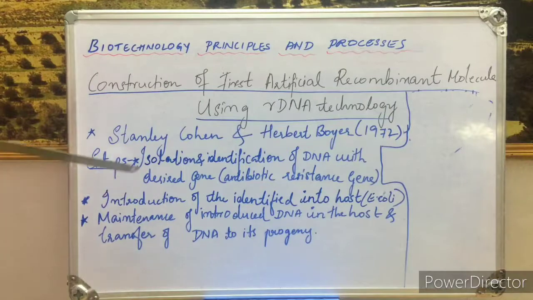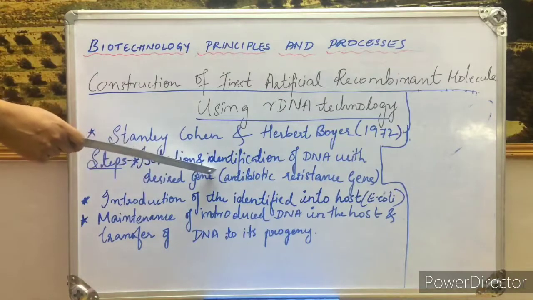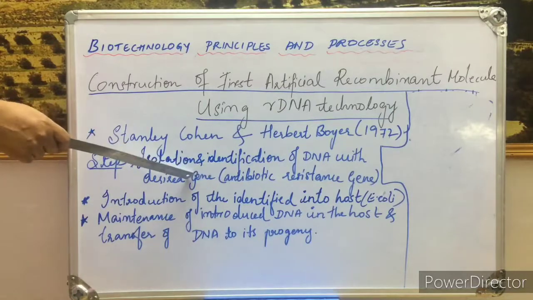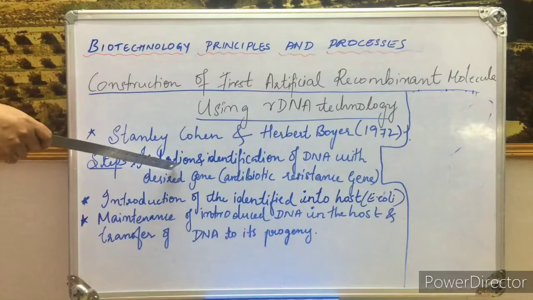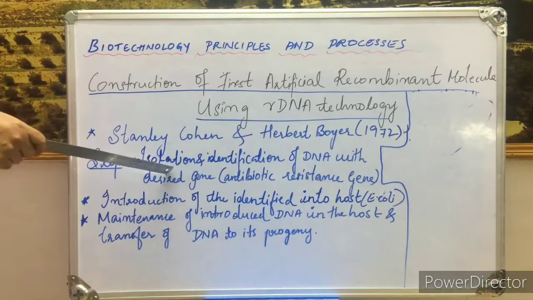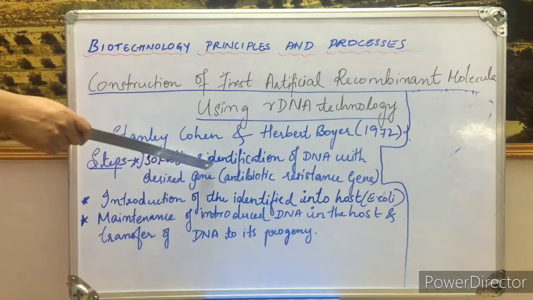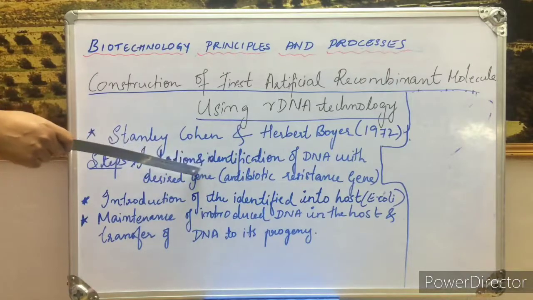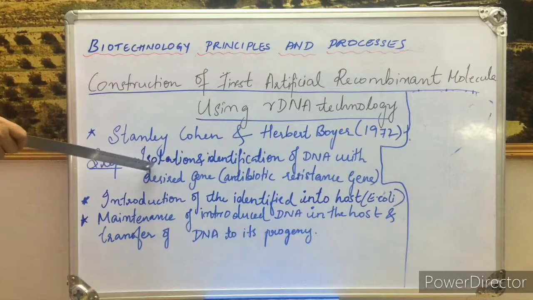So the first step involves isolation and identification of DNA with the desired gene. So we want antibiotic resistance properties. So we need the gene coding for antibiotic resistance, and we know that they are found in the plasmids of the bacteria, right? So from the bacteria, you are going to isolate the plasmids, and from that you are going to take out the antibiotic resistance gene. So that is the first step, isolation and identification of DNA with the desired gene.